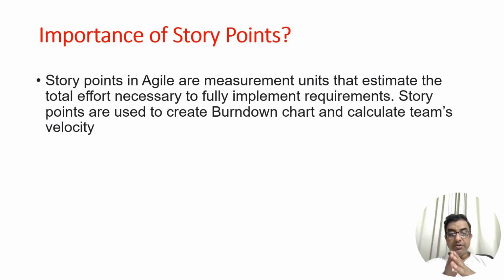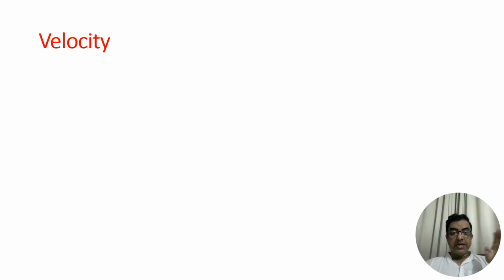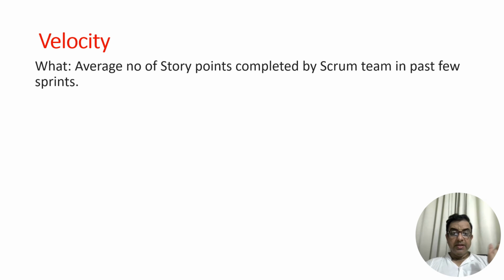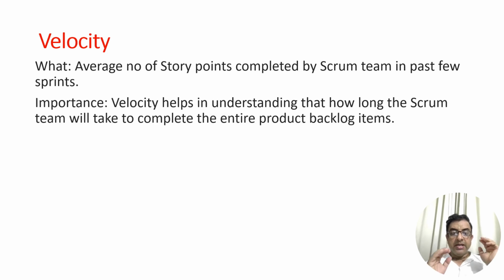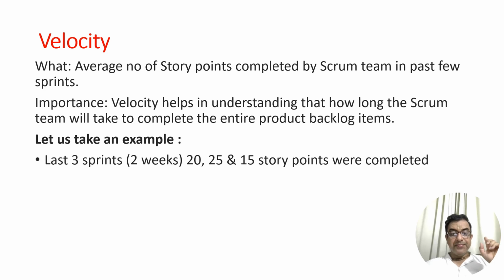The velocity helps you estimate the overall time that your team is going to take to finish this particular work activity. So let's understand what velocity is. The average number of story points completed by the Scrum team in the past few sprints becomes your velocity. The importance of velocity is that it helps in understanding how long the Scrum team will take to complete the entire product backlog. Let us take an example.